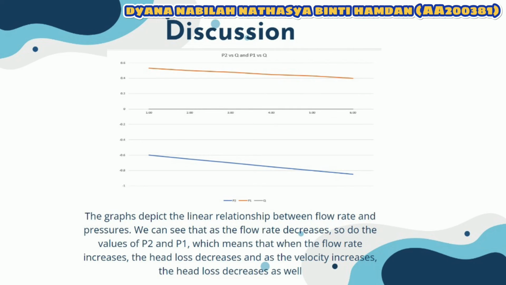For discussion, the graph shows P2 versus Q and P1 versus Q. The graph depicts the linear relationship between flow rate and pressures. We can see that as the flow rate decreases, so do the values of P2 and P1, which means that when the flow rate increases, the head loss decreases, and as the velocity increases, the head loss decreases as well.